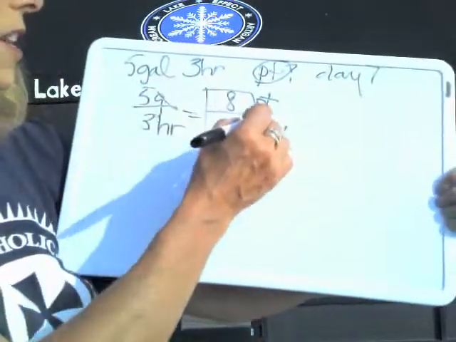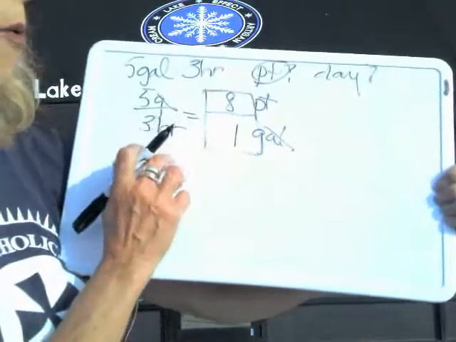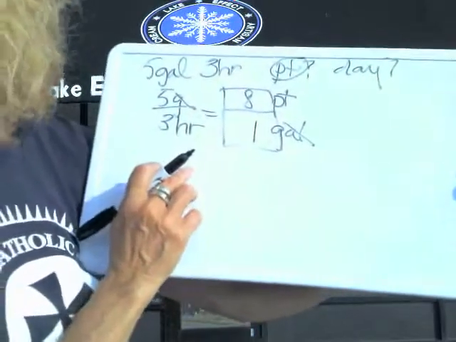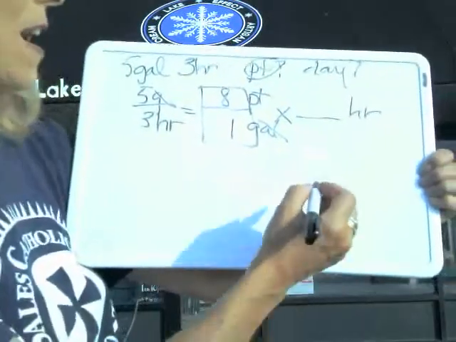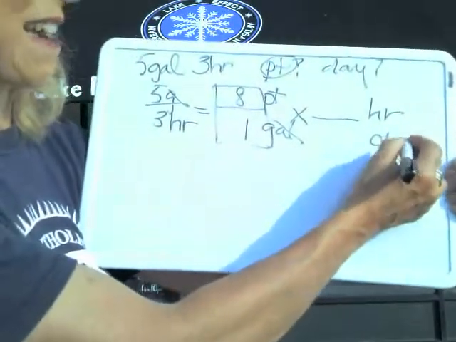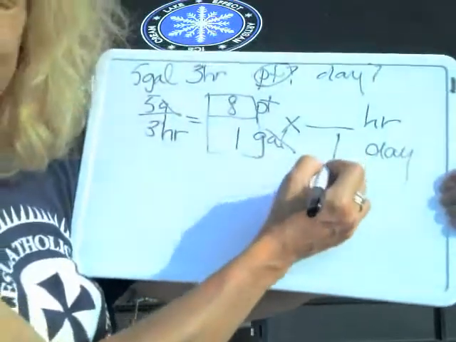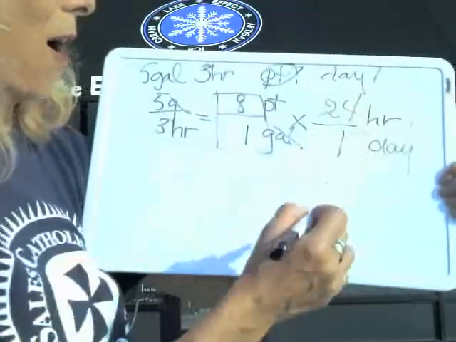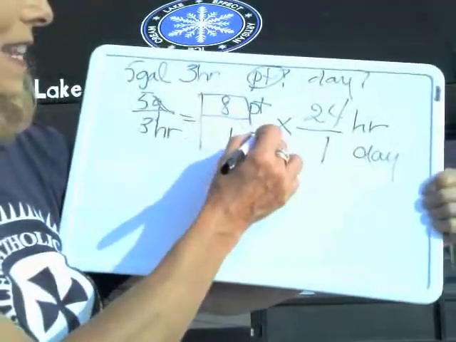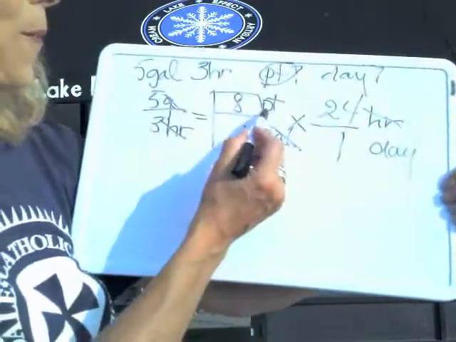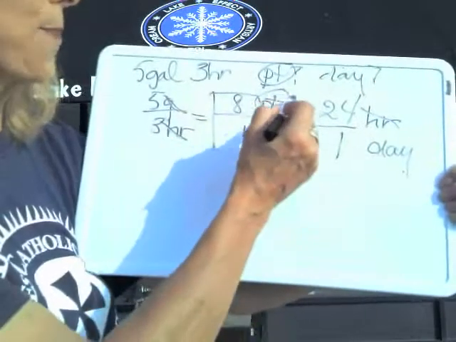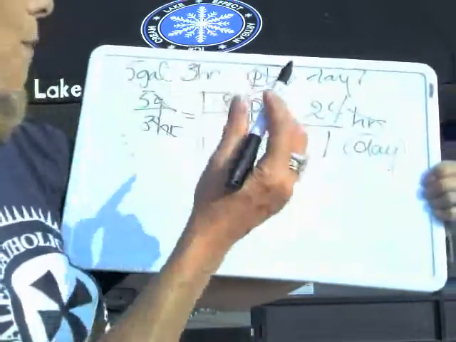But if I cancel, I still have this hour over here. So I need to do another step. I need to have hours up here, and we were looking for a day. So 1 day is 24 hours. Now the gallons cancel, the hours cancel. I'm going to end up with pints per day. That's my goal. And now I just multiply.